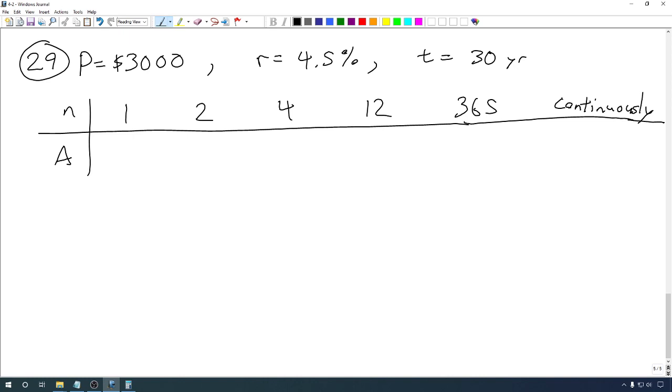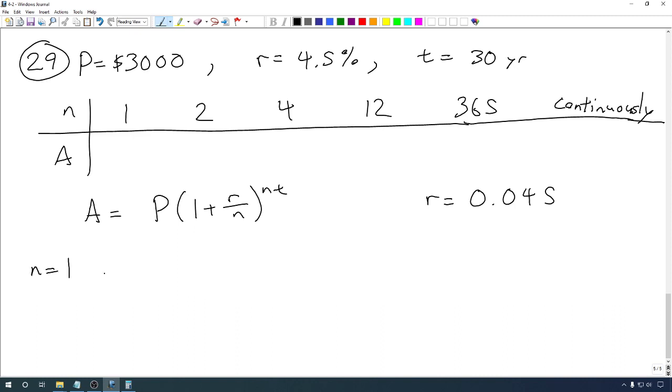Now, we're going to have to treat the continuous case separately. That is a separate formula, though it's based off the one for the other ones. So remember, our formula for the first 5 of these is going to be A equals P times (1 plus R over N) to the NT power. Keep in mind here, R is 4.5%. Well, that really means that R is 0.045. That's what the percent means. We have to divide it by 100. T is 30, P is 3,000, and we just go ahead and compute these things.